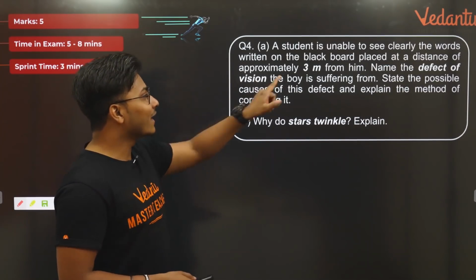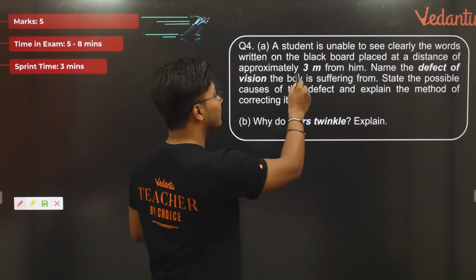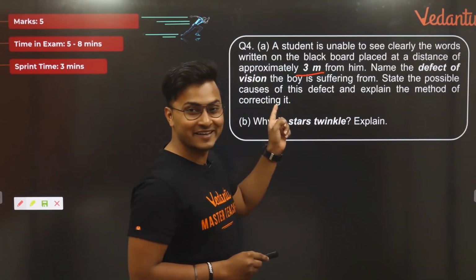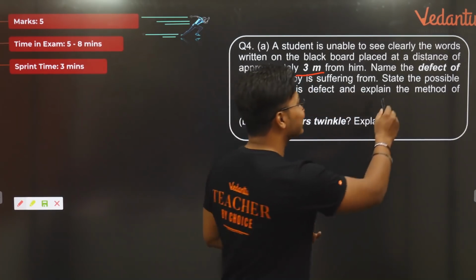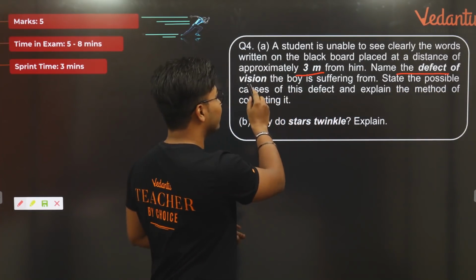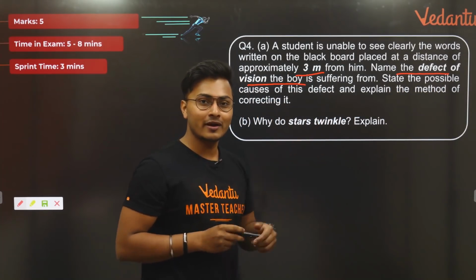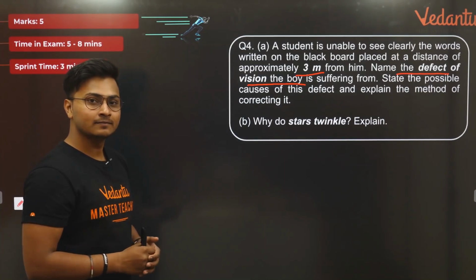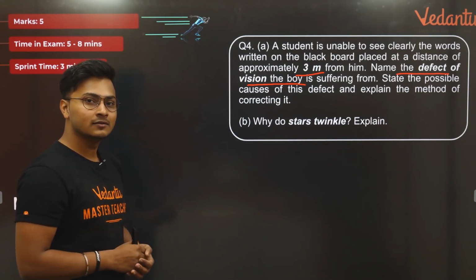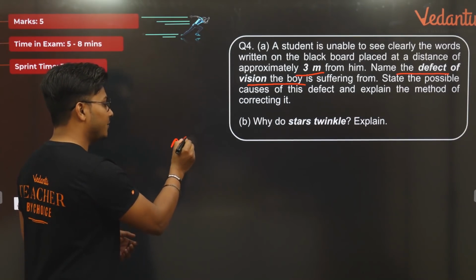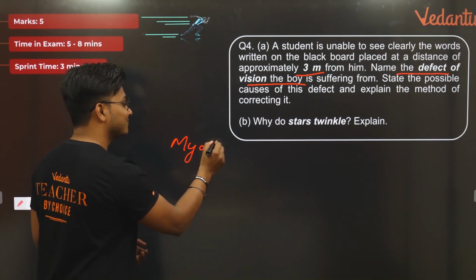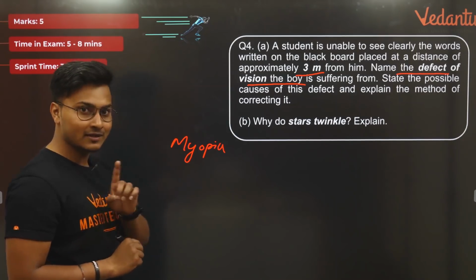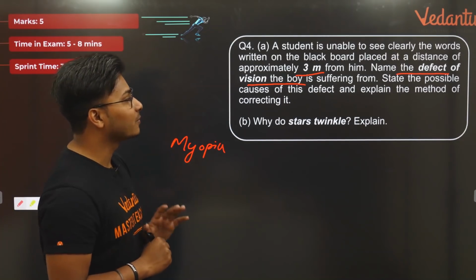Let's read it out. At a distance of approximately 3 meters, name the defect of the eye. Yes, exactly. So name the defect of vision of this boy. Poor boy. You can write down the answer as, this poor boy from a very poor village has very poor myopia. Don't write that, I'm joking. Just writing myopia is enough, okay? Yes, so this person has myopia.